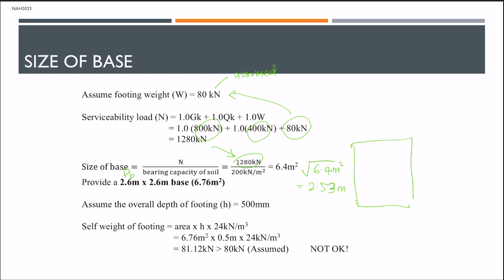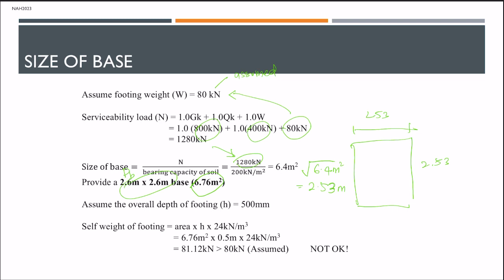So which means that it is 2.53 on one side and 2.53 on the other side, like this, because we square rooted it. So I round it up because 2.53 is the minimum value. We cannot go lower, cannot go to 2.5, that is wrong. So we have to increase to 2.6 meter. So this is my answer, and we get the new value for area, which is 6.76.